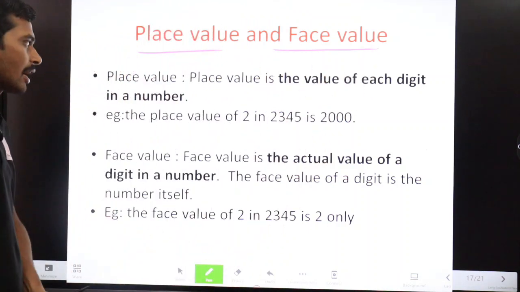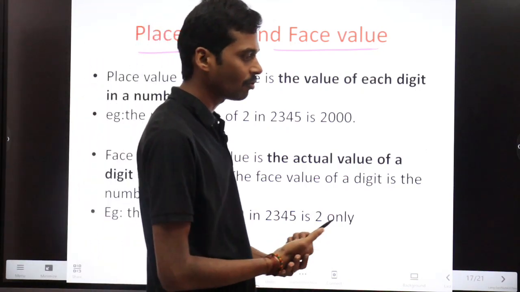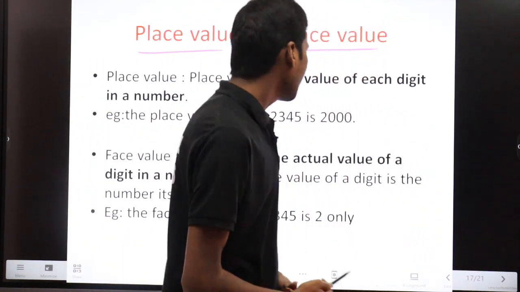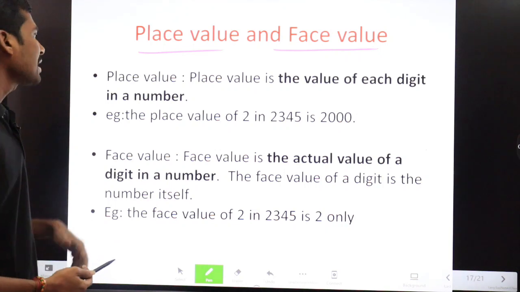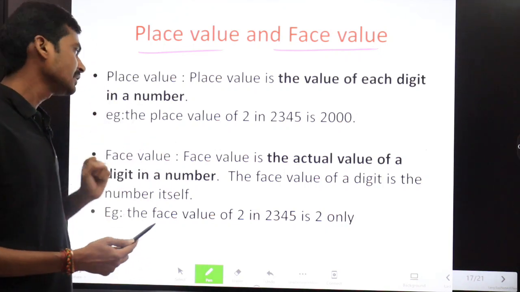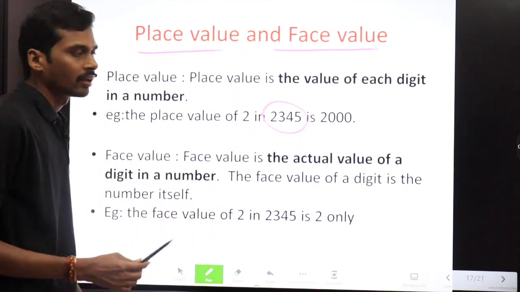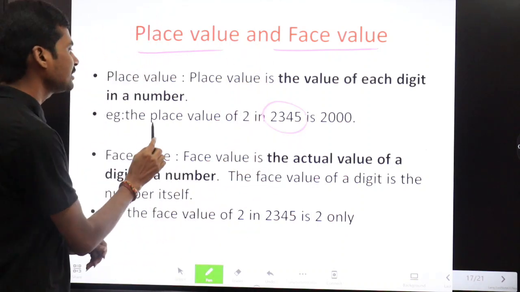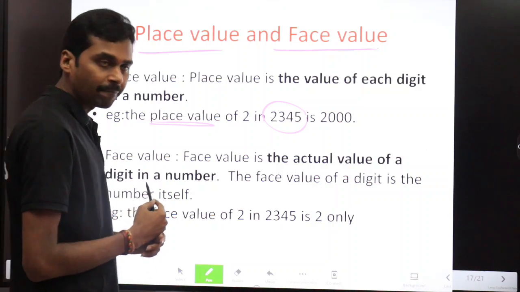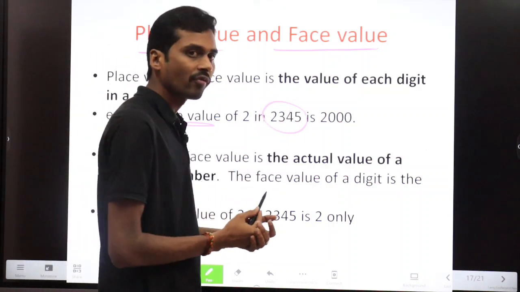What is place value and face value? This is a very simple one but very important one. Here, place value means the value of each digit in the number. Suppose I take 2345. Suppose I ask you what is the place value in the number 2345.